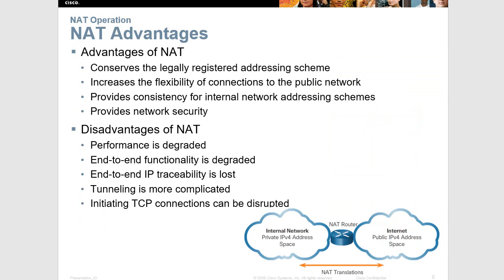On the advantages side, of course, it does conserve the legally registered addressing scheme by only using limited public IP addresses and a bunch of private IP addresses. That also gives us flexibility. You can connect any private IP address to a public IP address, or multiple private IP addresses to one public IP address. Provides consistency for internal network addressing schemes. Instead of having a bunch of public IP addresses on your network, you've got a bunch of private, and that's a lot easier to manage. It would require a lot more work to rearrange your network if you were dealing with public IP addresses only.